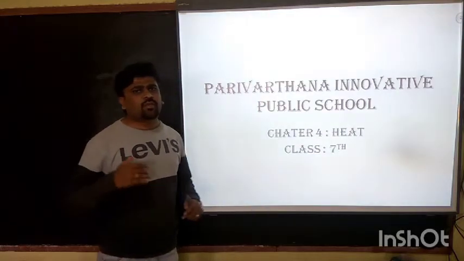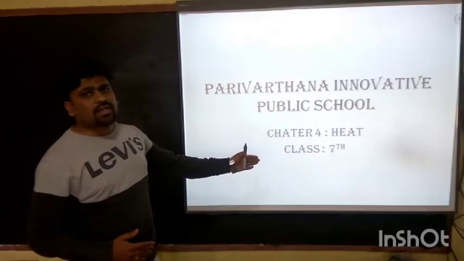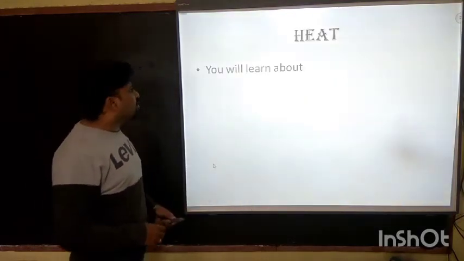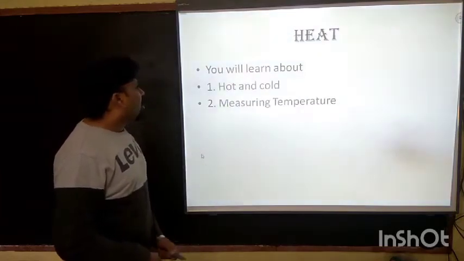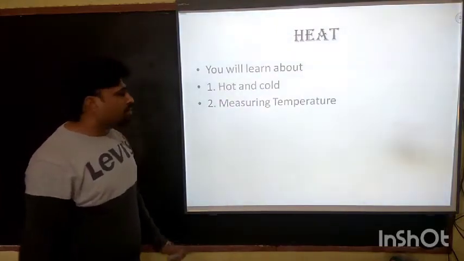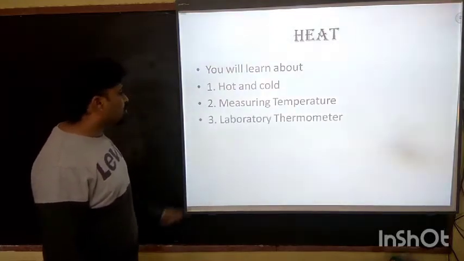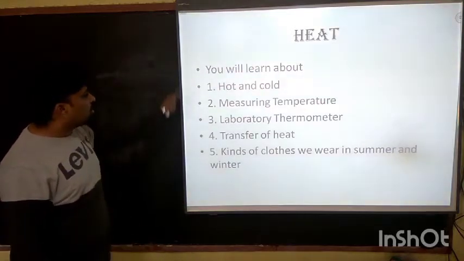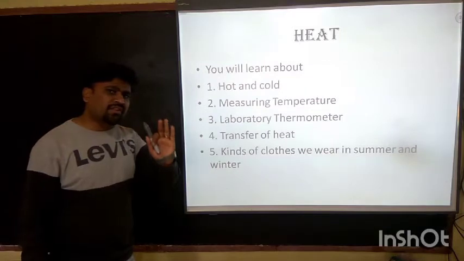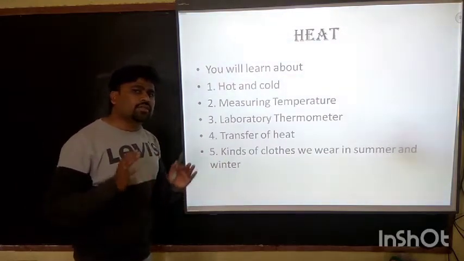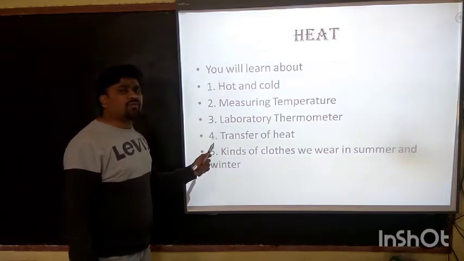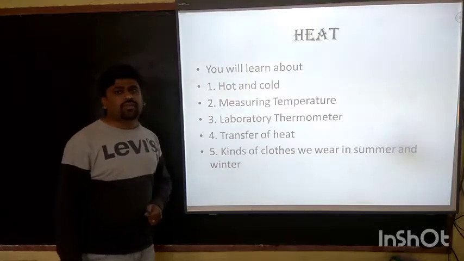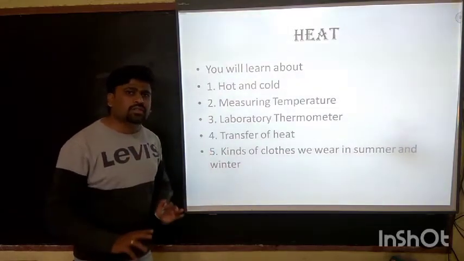In the previous class, we discussed the 7th standard second chapter, that is heat. We discussed hot and cold and measuring temperature, these are the two concepts, and also the laboratory thermometer. These are the three concepts we discussed in the previous class. Today in this class we are going to discuss two concepts: transfer of heat, and the kind of clothes we wear in summer and winter.